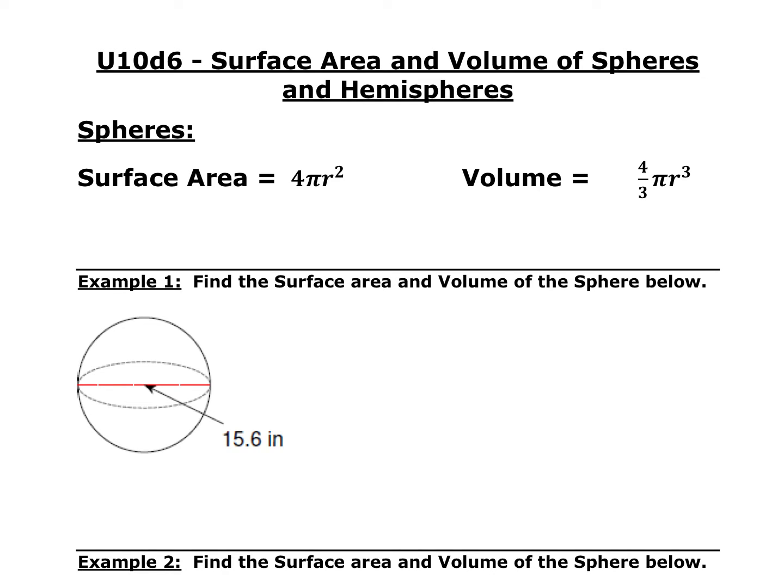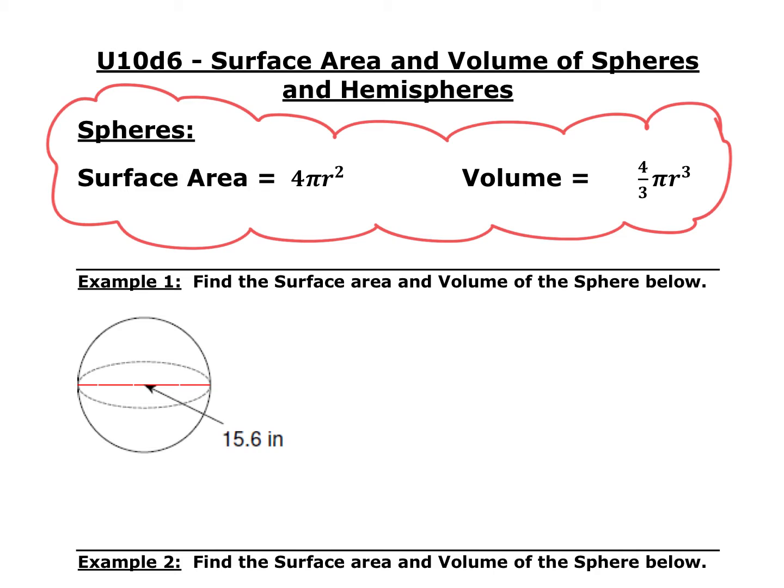We have two formulas: the surface area formula, that is 4 pi r squared, and the volume formula, that's 4/3 times pi r cubed. So these are the formulas that we would use for spheres.